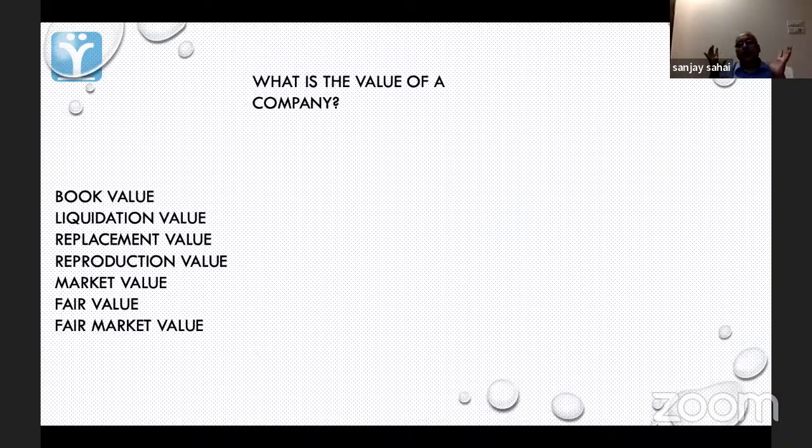suppose you want to find out, let's say you want to buy a company and you want to find out what is the value of this company. How will you find it? This is the basic question which we are taking up here, in this section.